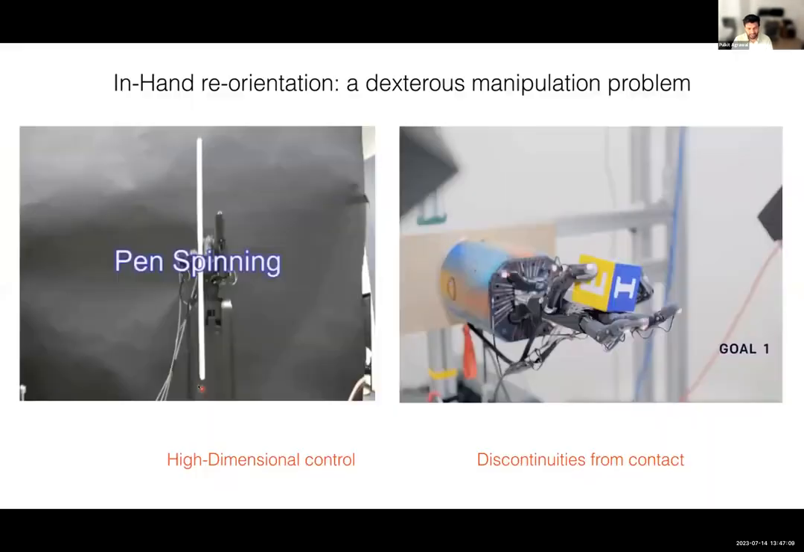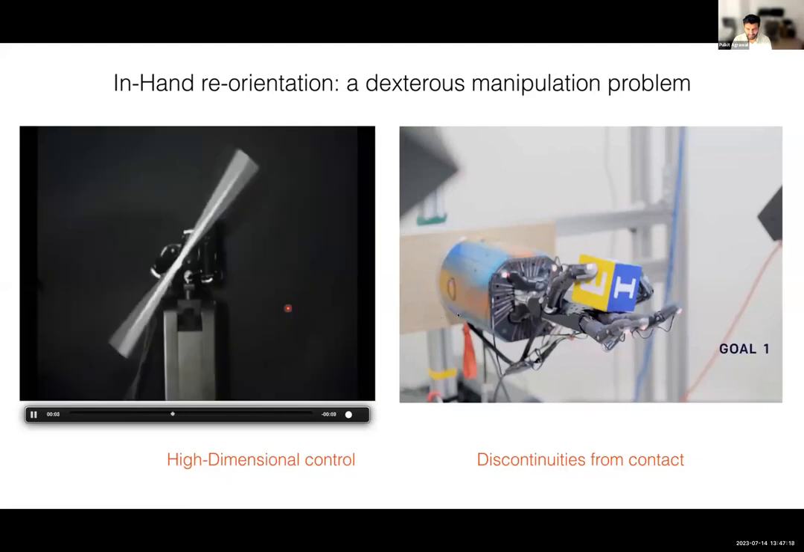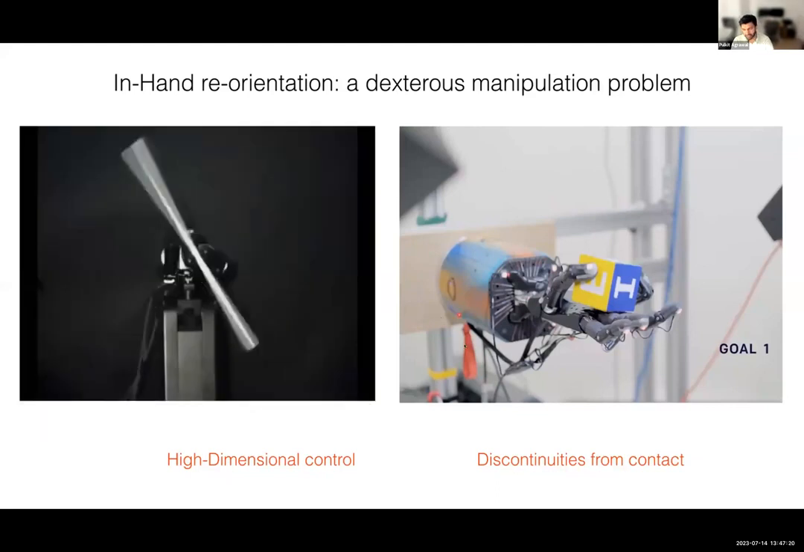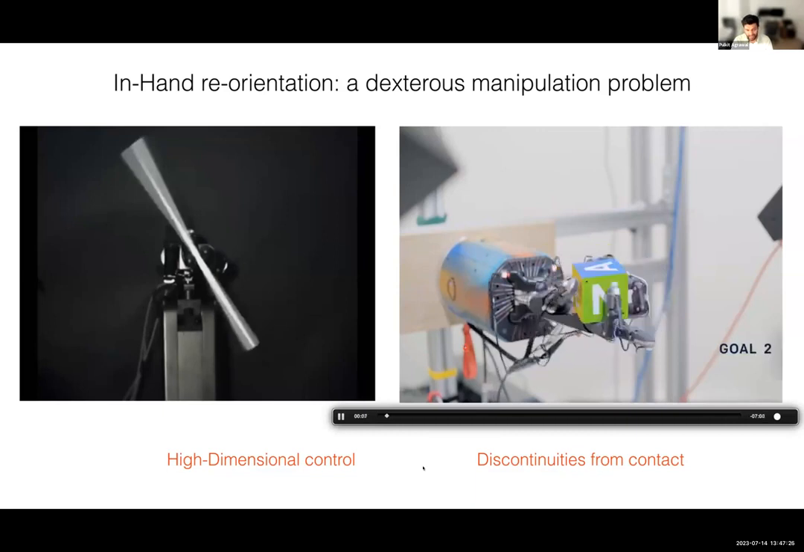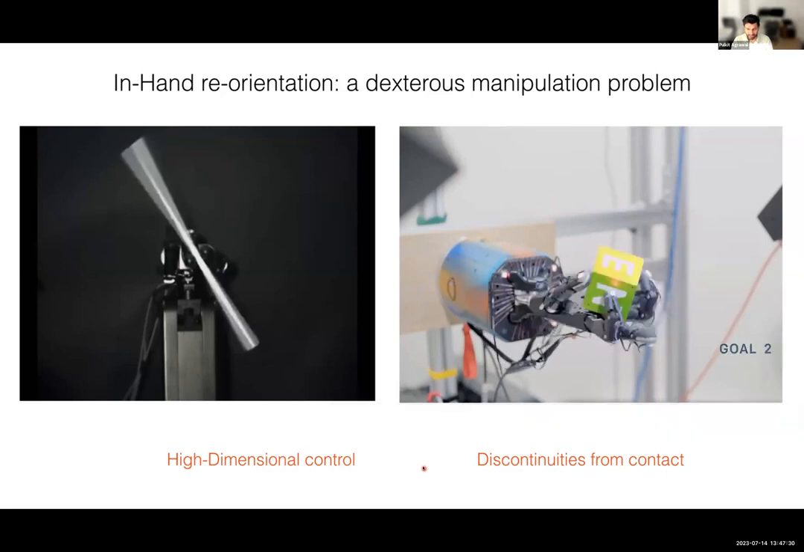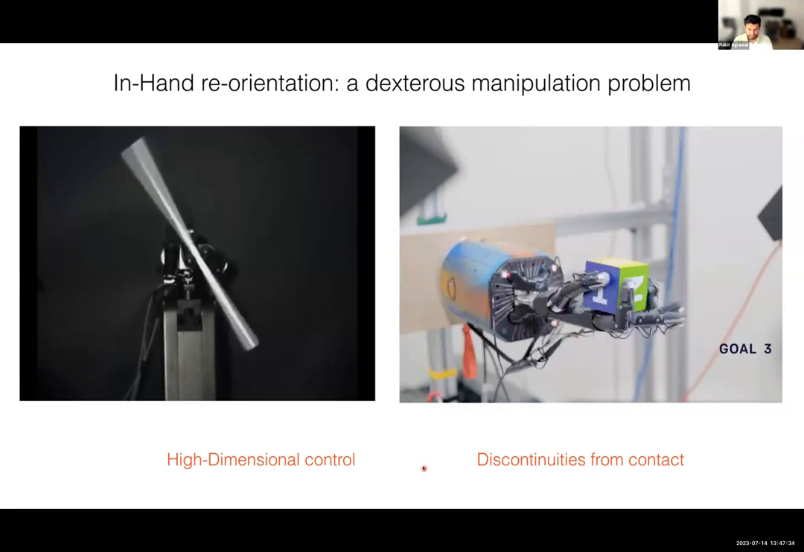Now, this remains a well-studied problem, from demonstrations in the 1980s and 1990s on some objects, to more recent work from OpenAI when they were trying to reorient a Rubik's cube. The problem is hard because it's high dimensional control, and there are discontinuities coming from contact, making it a continuous-discrete optimization problem, which is well known to be NP-hard.